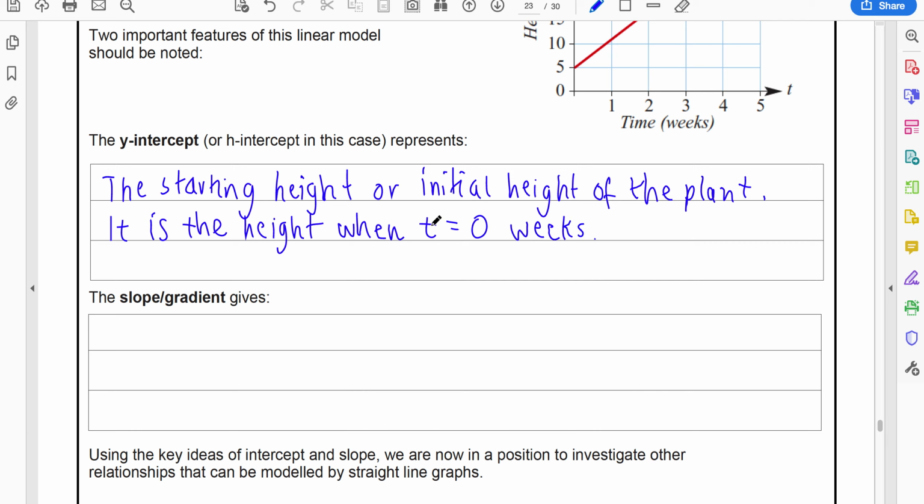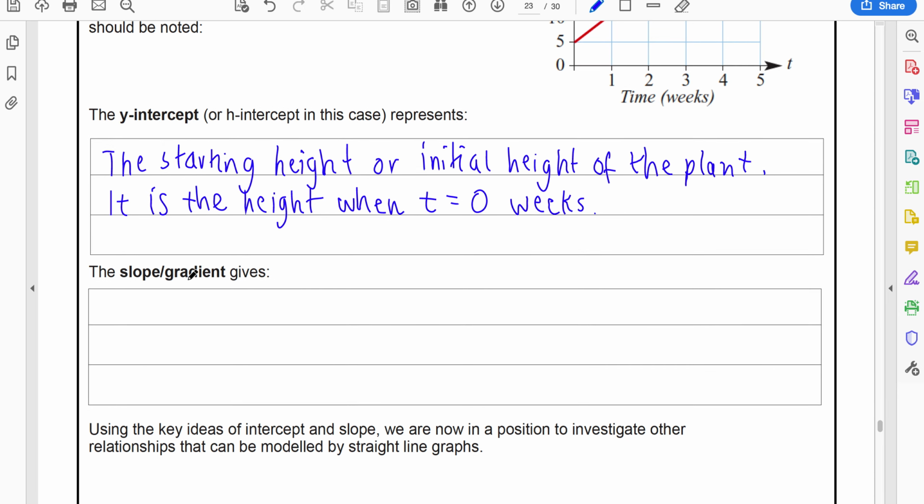So it's good to recognize that you can write it like this, using your other variable and equating it to 0. Now the slope or the gradient is a rate. So you want to take any rate that's within that question. And we know that the rate here was the growth rate.